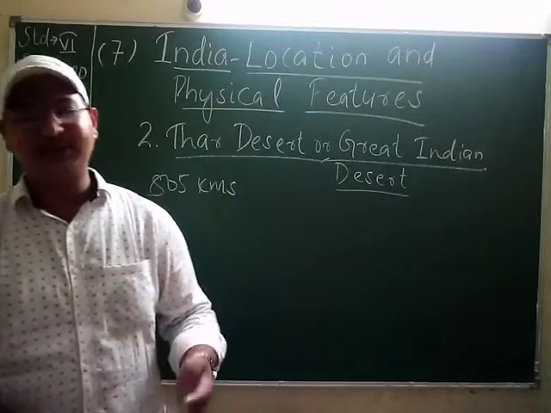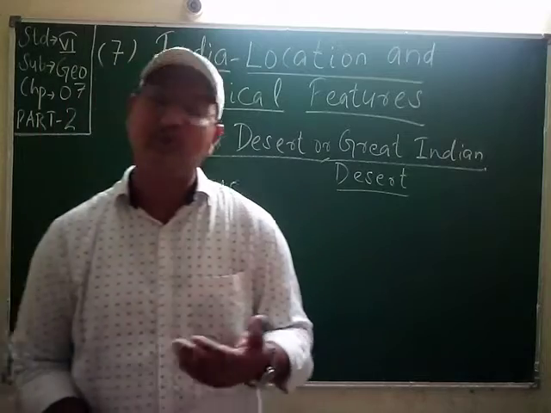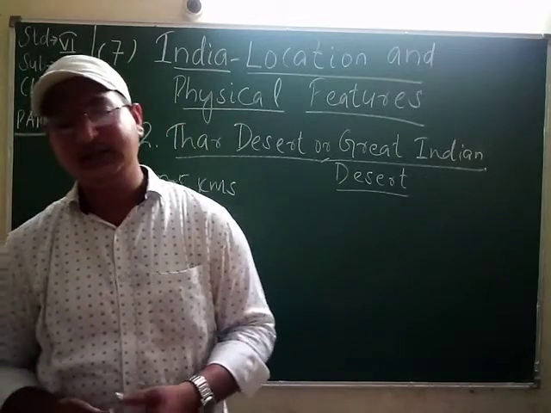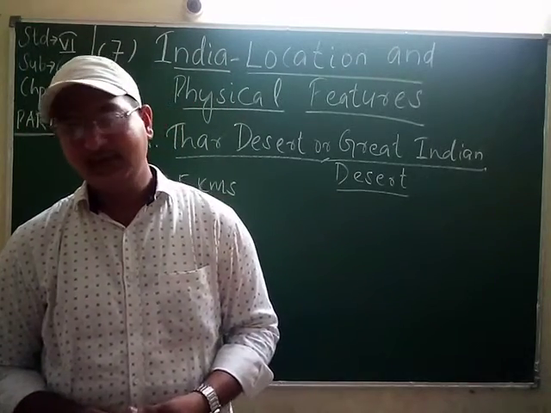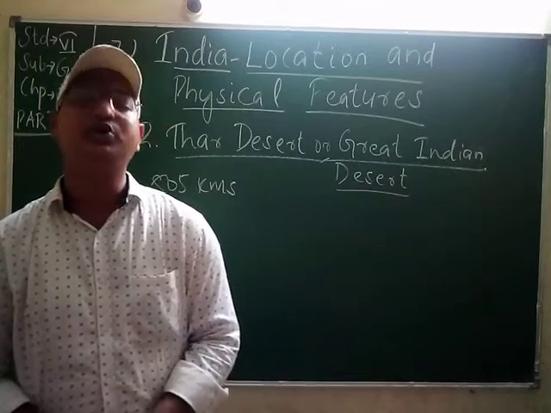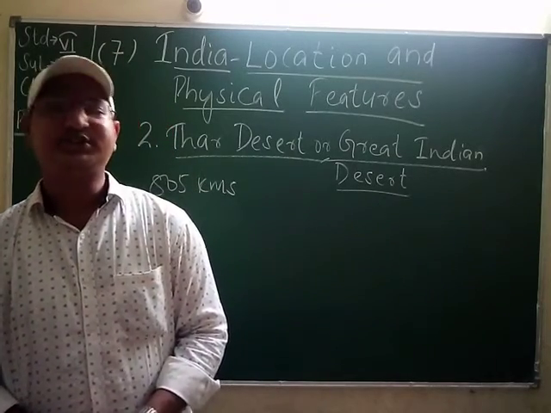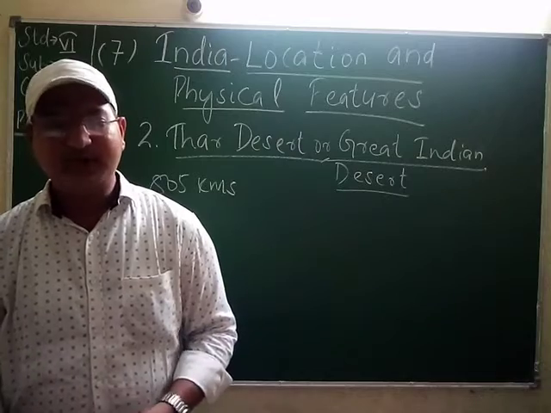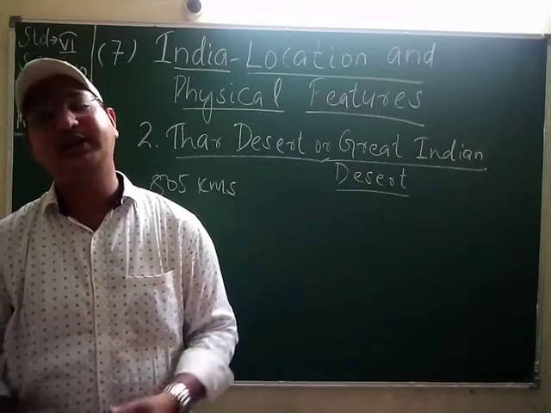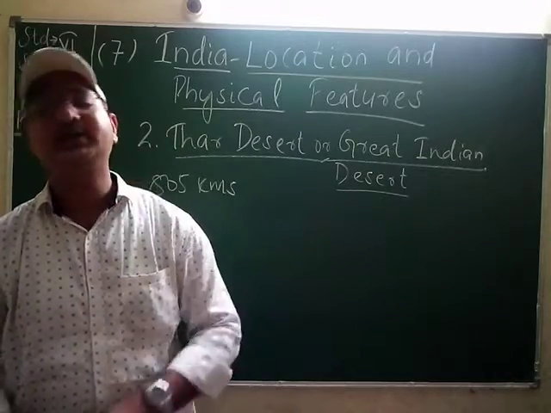Temperatures here rise as high as 52.8 degrees Celsius. Students, look, 52.8 degrees Celsius in June, July. It is a region of constantly shifting sand dunes with sparse vegetation. In some parts of the desert, land has been reclaimed for agriculture with better irrigation facilities.